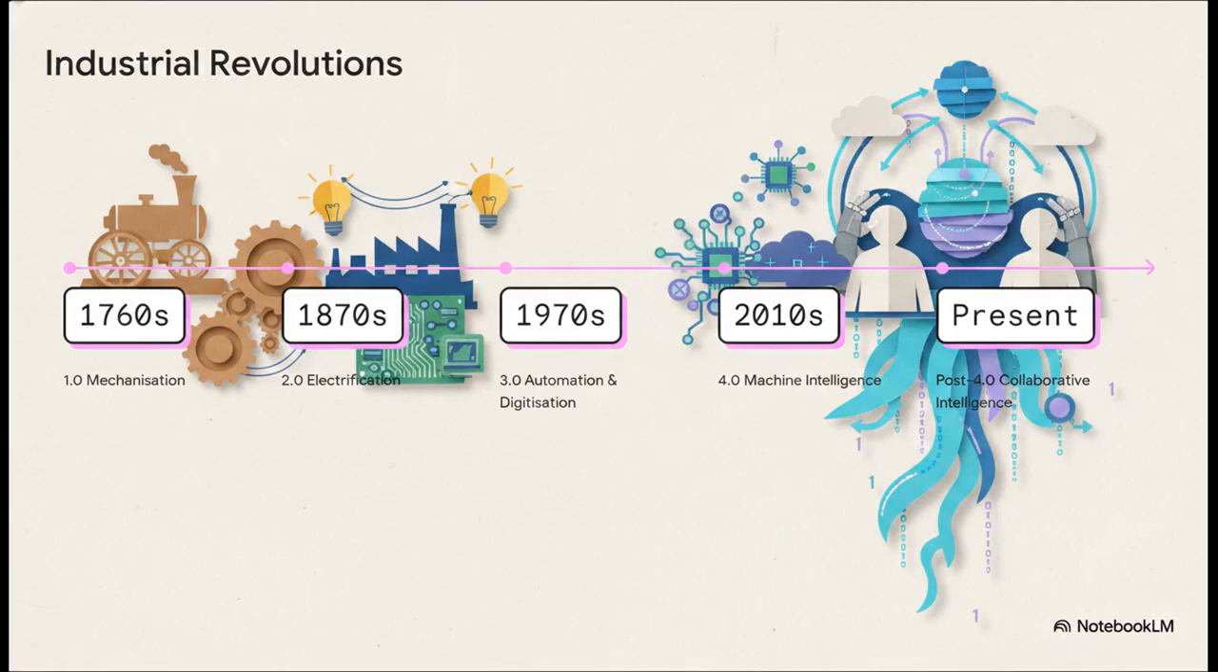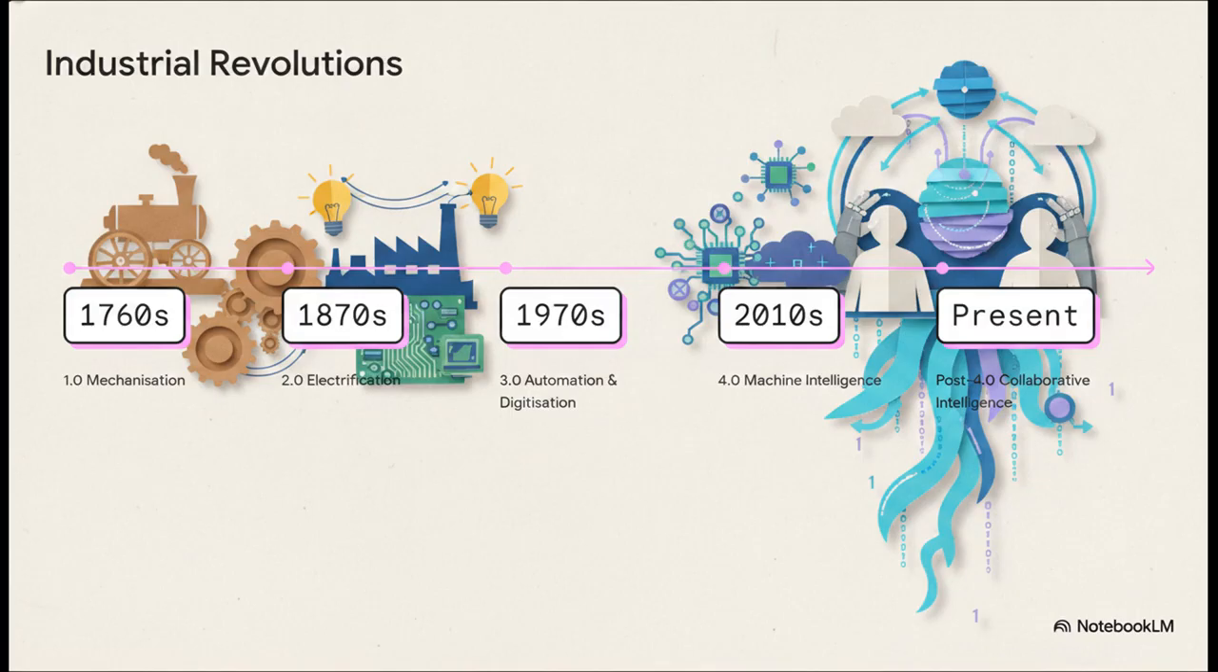To really grasp the central problem this chapter tackles, we kind of have to look back at how we got here. Human civilization has powered through 4 major industrial revolutions, right? We moved from mechanization in the 1760s to electrification, then automation and digitization in the 70s, and most recently, the explosion of machine intelligence in the 2010s.